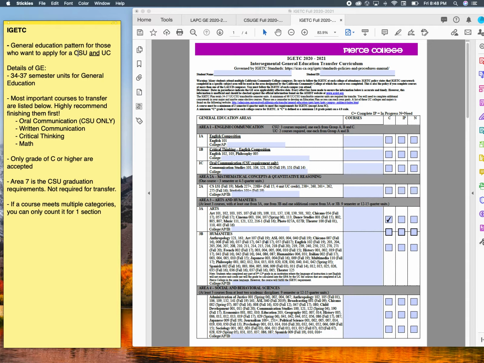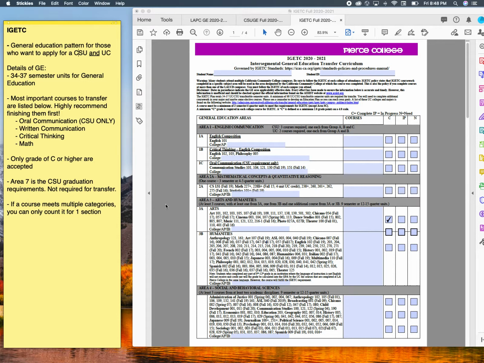So let's go ahead and go into the details of this IGETC form. So really it's about 34 to 37 semester units for this general education pattern. We are a semester school, so there is no conversion needed. So really 34 to 37 semester units, okay?